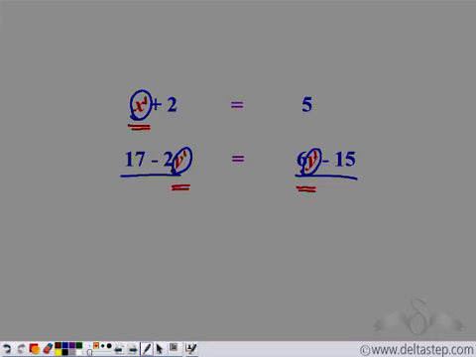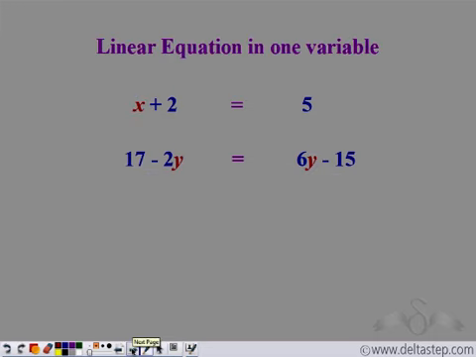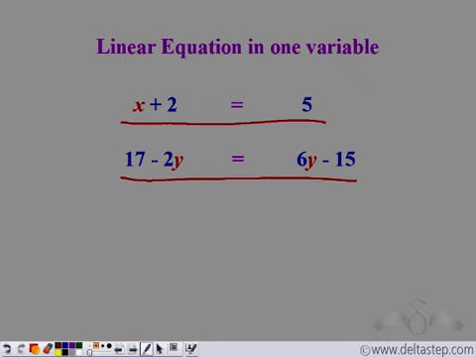And such equations are called linear equations in one variable. So this is a linear equation in one variable. Even this is a linear equation in one variable. So any equation which has just one variable and that variable is raised to the power 1 is called a linear equation in one variable.